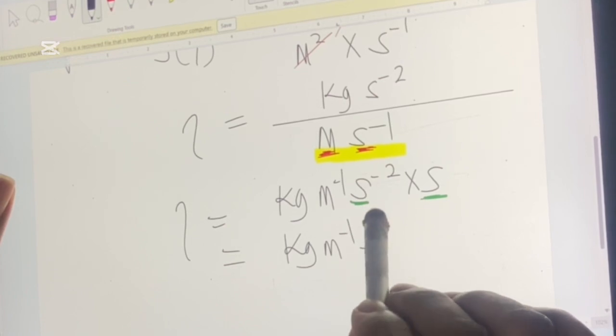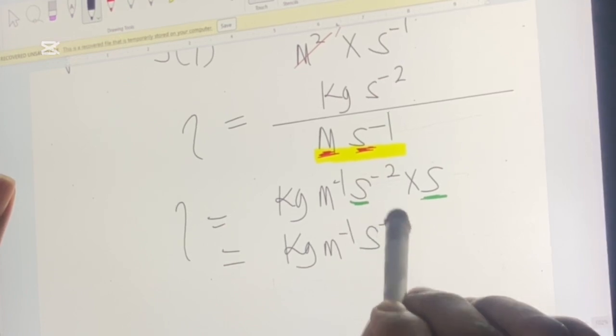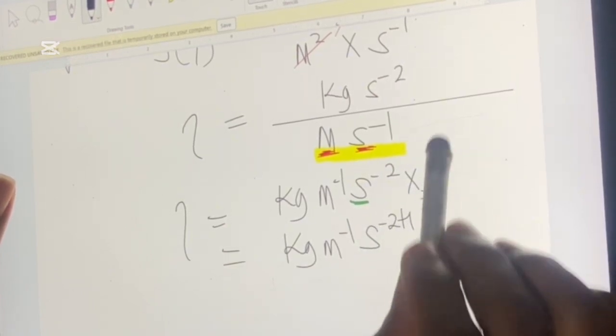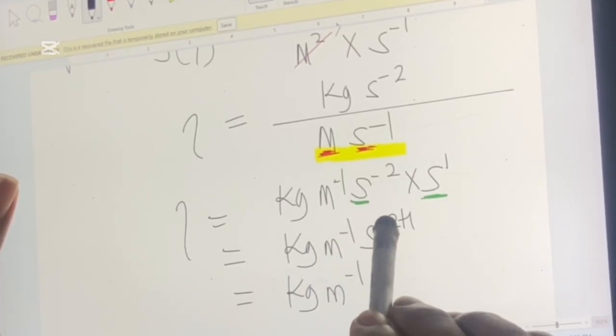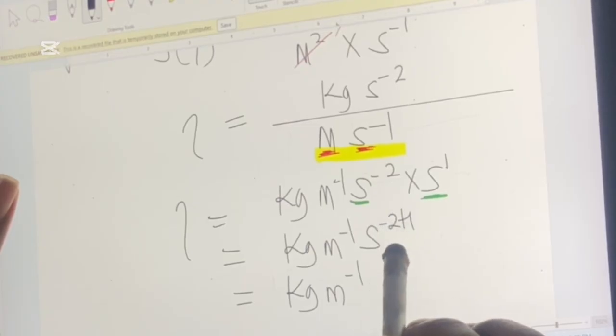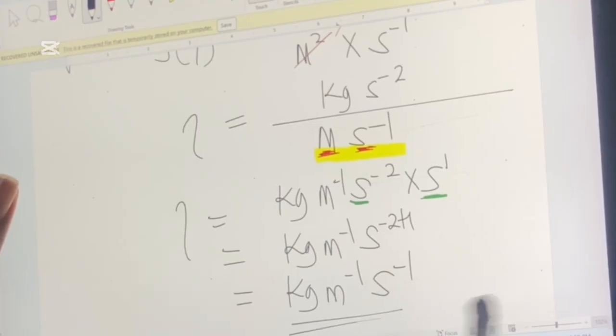You take only one, you add up their power, that's minus 2 plus 1. There's an invisible one here. So I will have this to be kg per meter, minus 2 plus 1 gives us minus 1, per second. So this is our answer here.